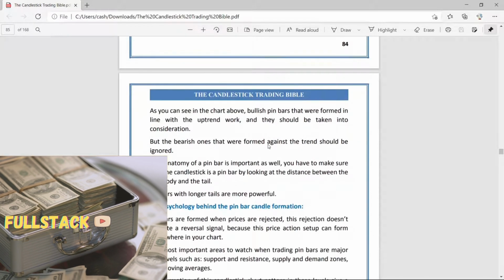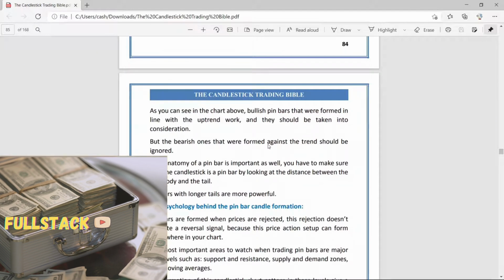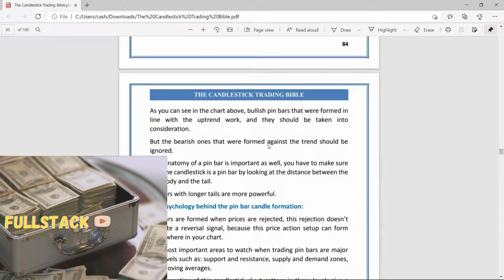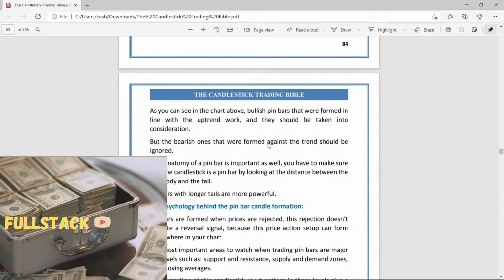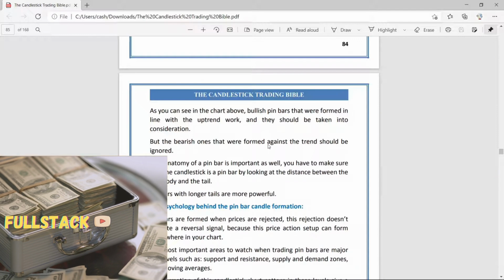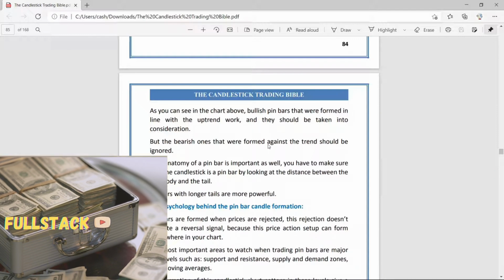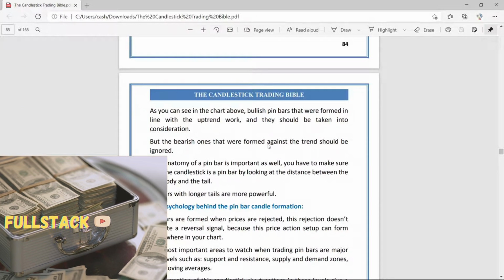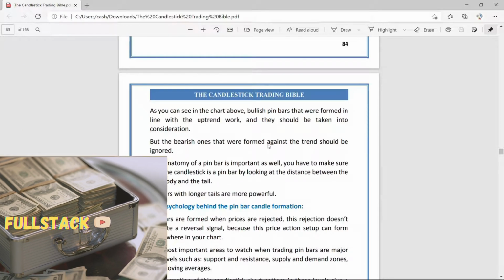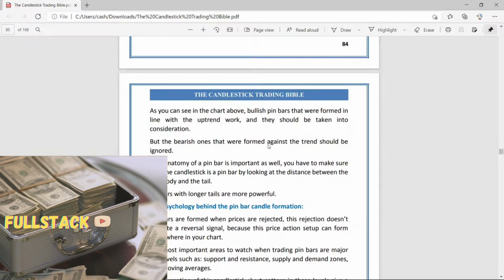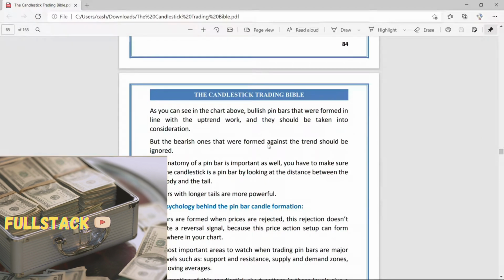As you can see in the chart above, bullish pin bars that were formed in line with the uptrend work, and they should be taken into consideration. But the bearish ones that formed against the trend should be ignored. The anatomy of a pin bar is important as well. You have to make sure that the candlestick is a pin bar by looking at the distance between the real body and the tail. Pin bars with longer tails are more powerful due to the fact that sellers pushed price down so low and buyers still managed to overwhelm them.